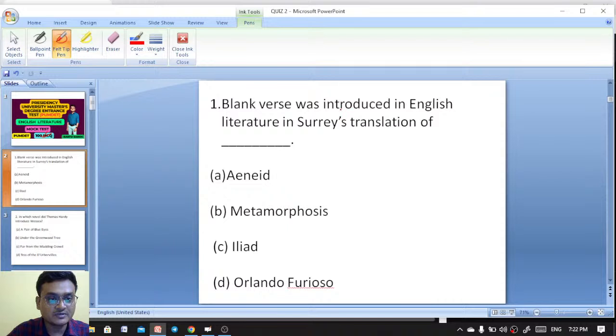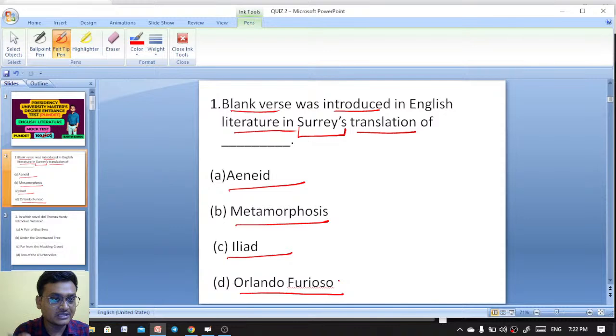Blank verse was introduced in English literature in the works of the Earl of Surrey, that is, Henry Howard's translation of Virgil's Aeneid. The options are Aeneid, Metamorphoses, Iliad, and Orlando Furioso. Henry Howard, Earl of Surrey, translated Virgil's Aeneid, so A is the right answer.